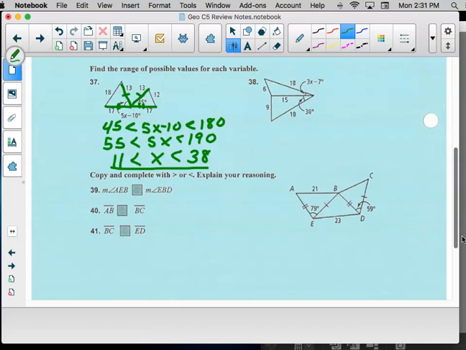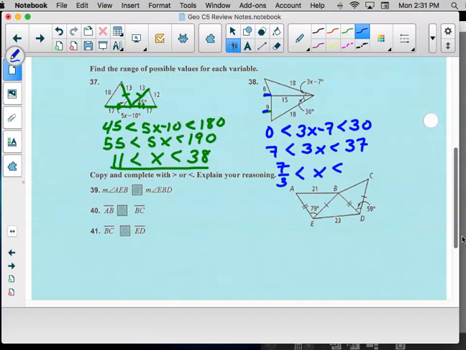Now I set up the next one in a similar fashion. I look at these values, 6 and 9, and let me change colors. I'm looking at the values 6 and 9. 6 is smaller, so I know 3x minus 7 is smaller than 30, but I know that it must be bigger than 0. I do the same thing. I add 7, get 37, divide by 3, and I get 7 thirds less than x, which is less than 37 thirds. And that is my possible range for that.